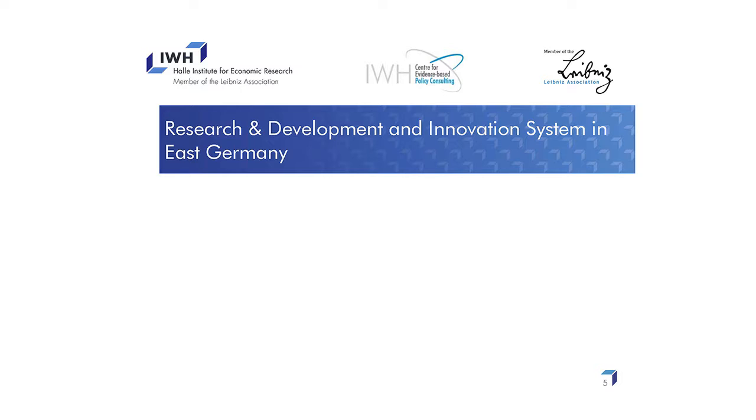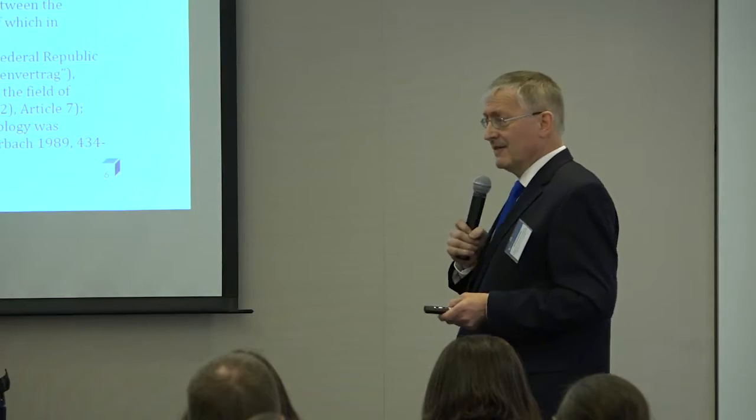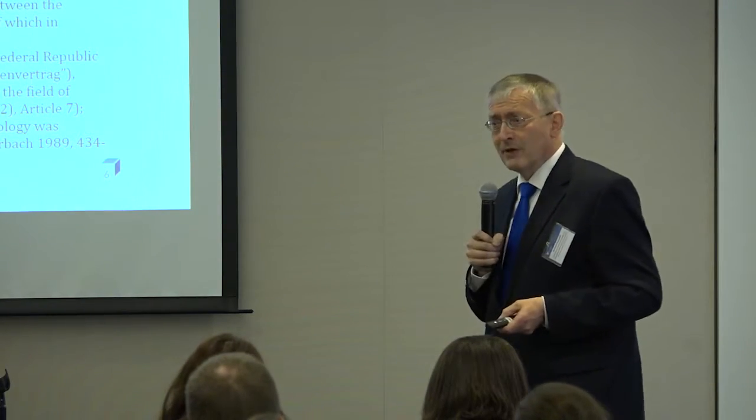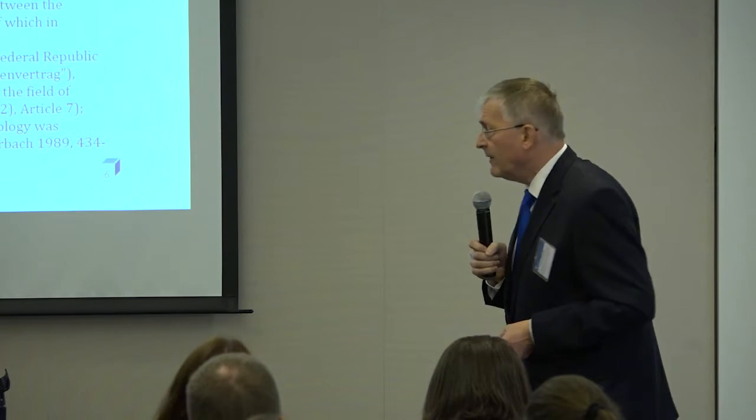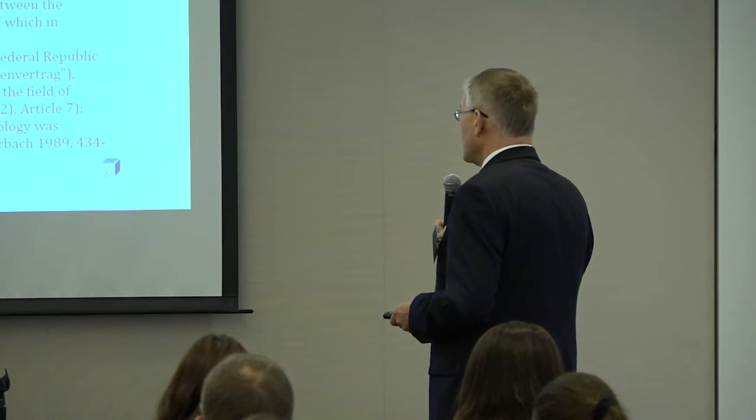Talking about the innovation system, allow me at first to make an excursus on the cooperation in science between the two Germanys before German unification. Between the end of the 40s and the second half of the 50s, there were mutual visits and common organizations. Later, the GDR authorities acquired increasing control over these relations. Separate East German academic societies were established. Then in the 60s, from the West German side, a new policy approach came up, labeled change through rapprochement. And this paved the way for cooperation between the two German states, also in the field of science.